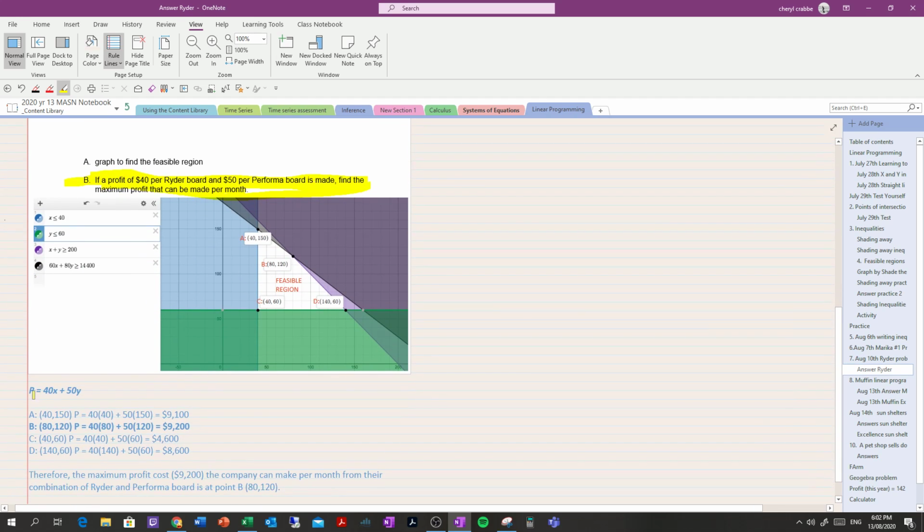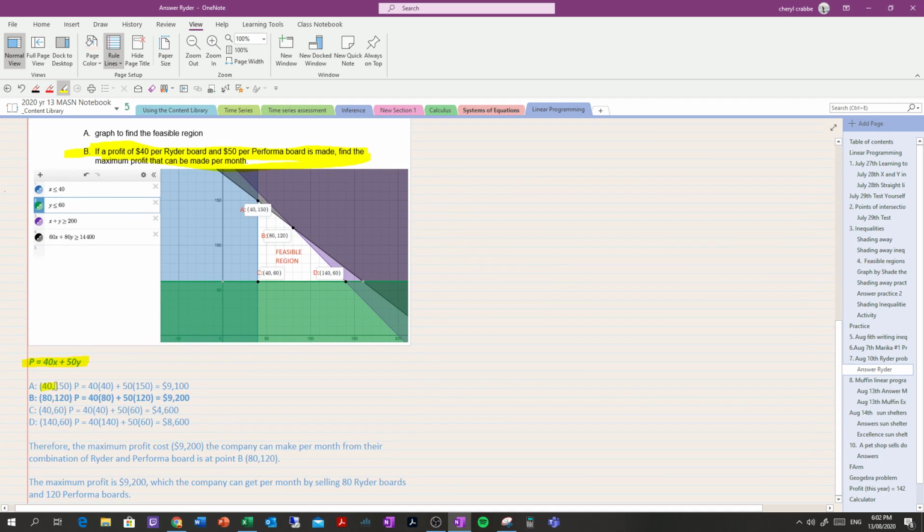So we write it as an objective function. Profit, the maximum profit we're trying to find, is equal to 40x plus 50y, because 40 is what they're going to make on profit for the rider boards, and $50 is what they're going to make on the performa boards. Then we take our points of intersection. Make sure you write these down somewhere. So A, B, C, D, the points of intersection in the feasible region are these: 40 and 150. Make sure you understand what this means. This is 40 rider boards and 150 performa boards. This is 80 rider boards and 120 performa boards, and so on.